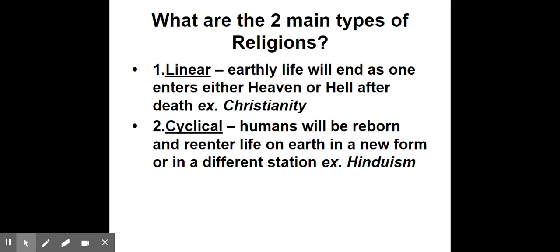Linear, think of a line that has a beginning point and an end point. You're born and you die, and then you're going to go in one of two different directions, but you will be there for the rest of eternity. Cyclical, it's a circle. Rebirth, reincarnation. Okay? You're reborn in a different form or a different station throughout your life. Okay? And our examples are Hinduism and Buddhism with that.